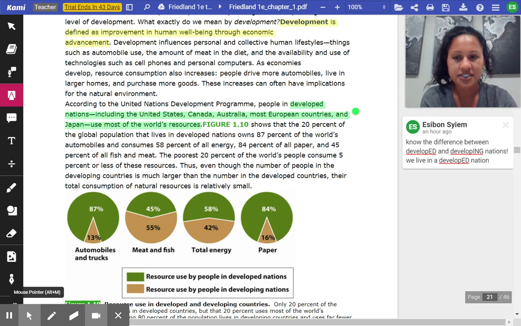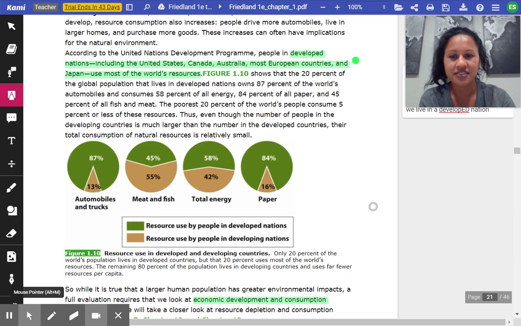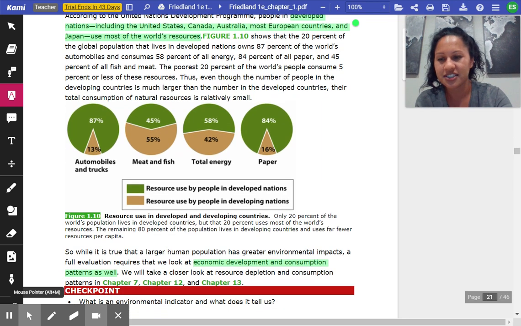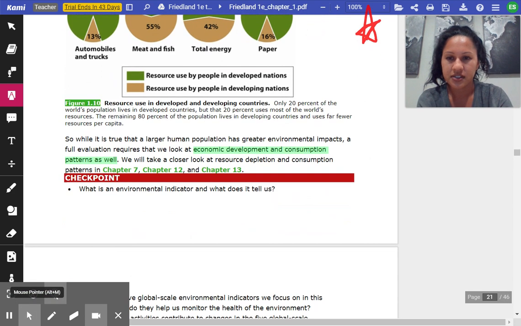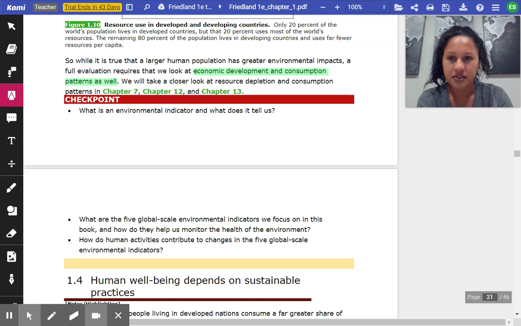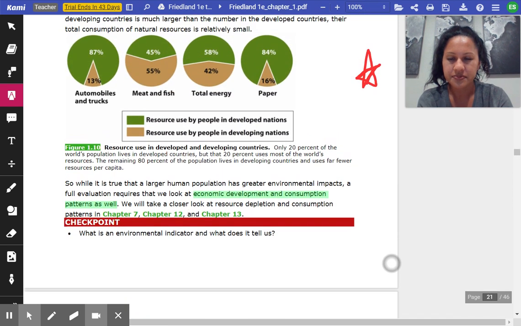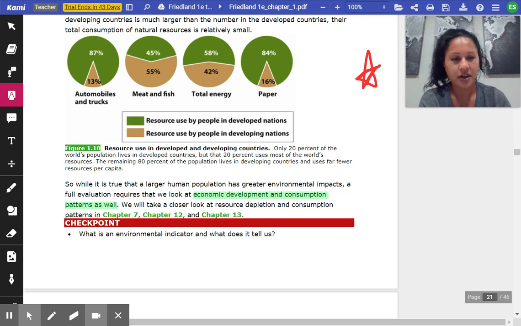Again, developed versus developing. Developing nations do not have a lot of the things that we do, such as cars, meat, and technology. But most developed nations, even though they're only 20% of the world, use the most resources. So is that ethical? Is that correct? See this graphic here, just looking at the data and at how we use resources.